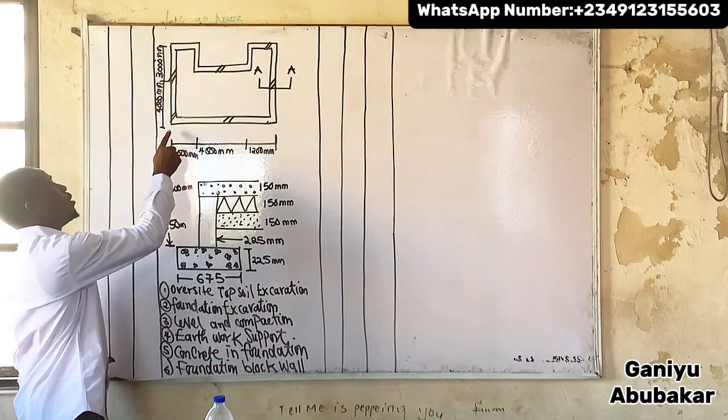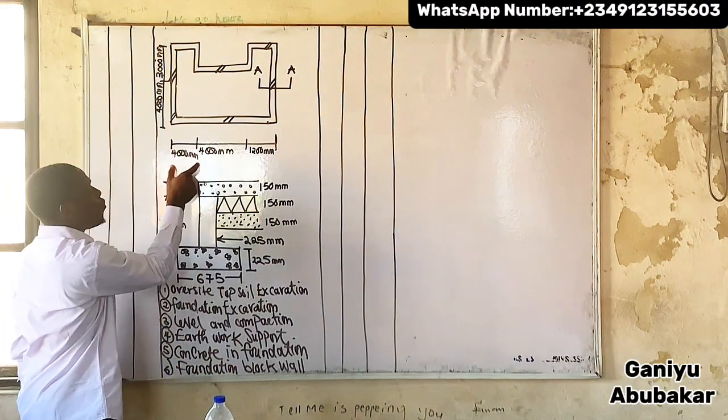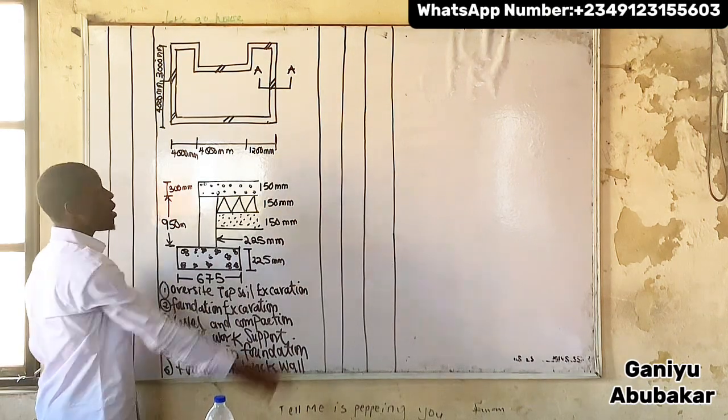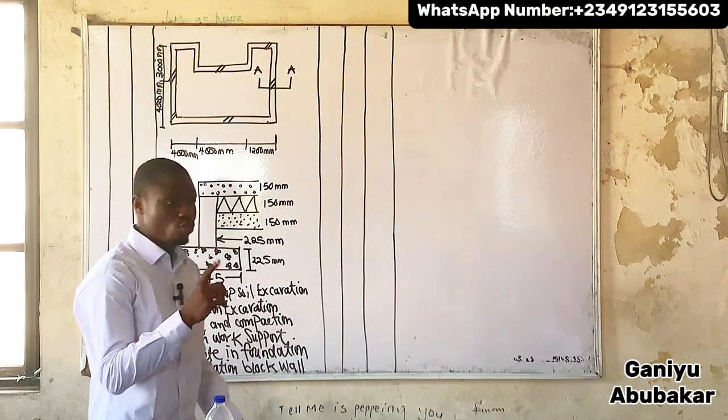Also observe the base here. From here to here, I have 4,000 with 4,000. That's 8,000. With the other 1,000, that becomes 9,200.